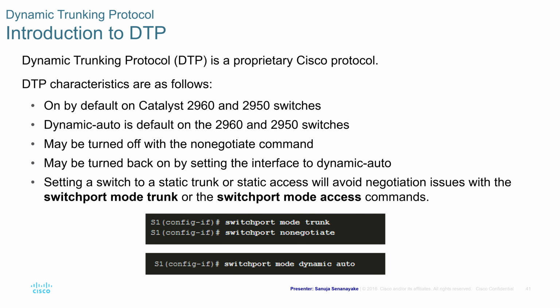Setting a switch to a static trunk or static access will avoid negotiation issues with the switchport mode trunk or the switchport mode access command. So remember that. That's what they are trying to show you at the bottom of the screen. So you have switchport mode trunk and switchport nonegotiate, and what that will do is turn off the DTP, right? So remember that.